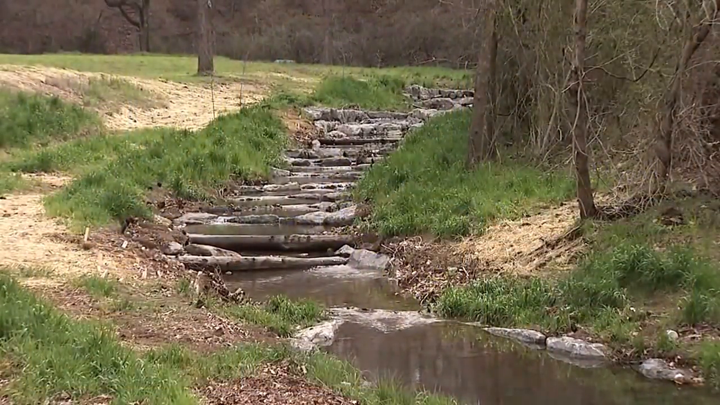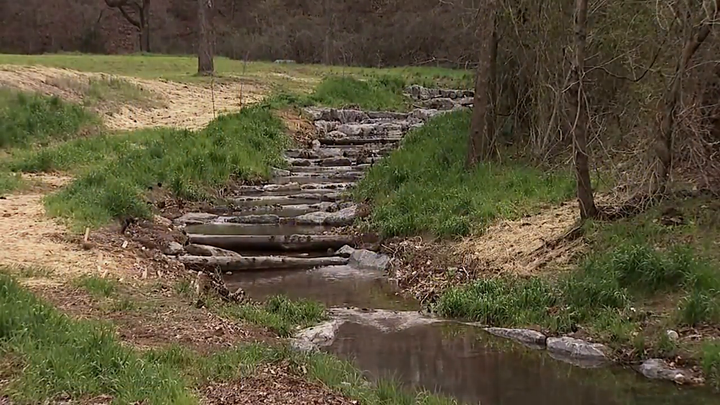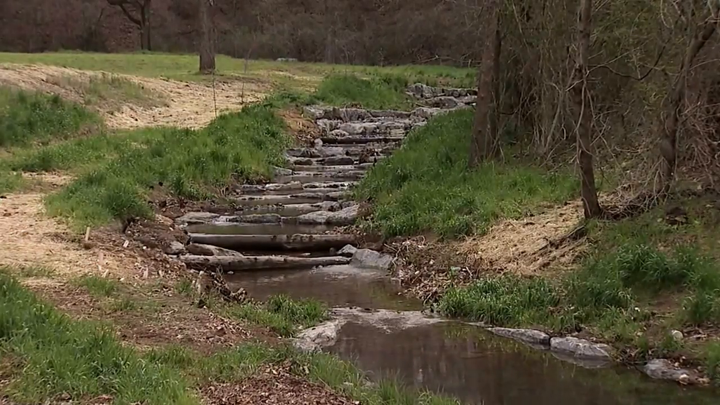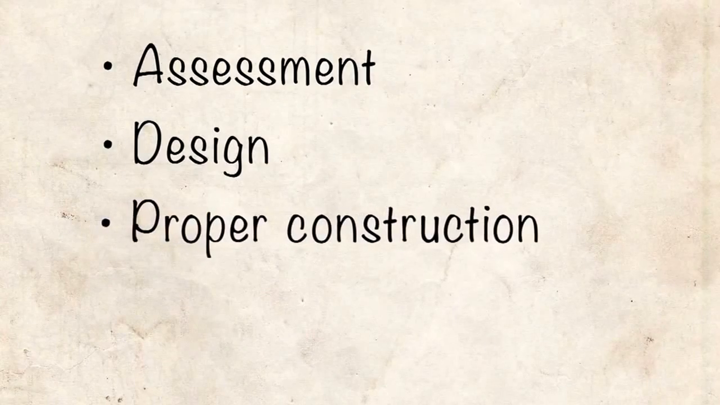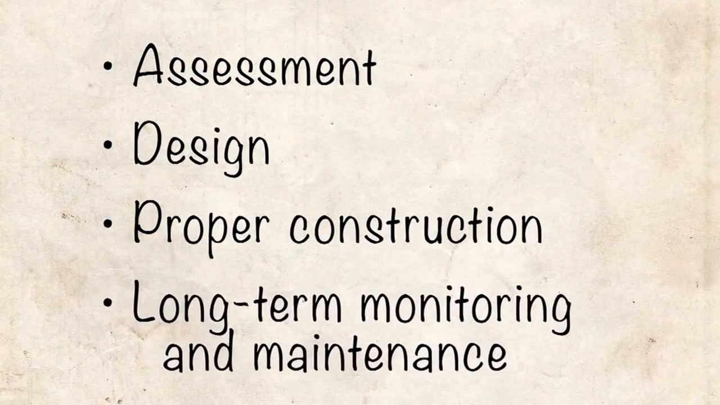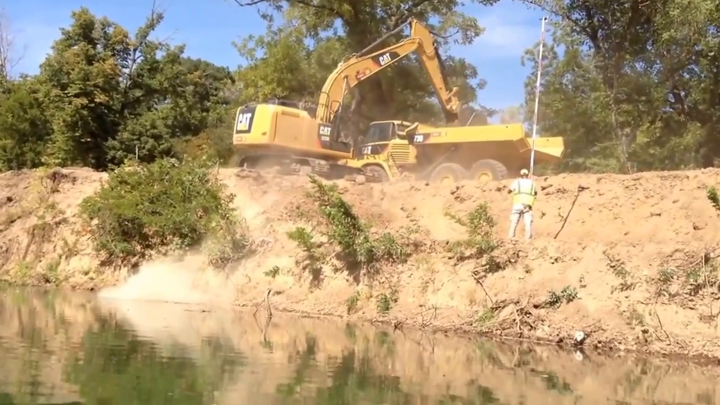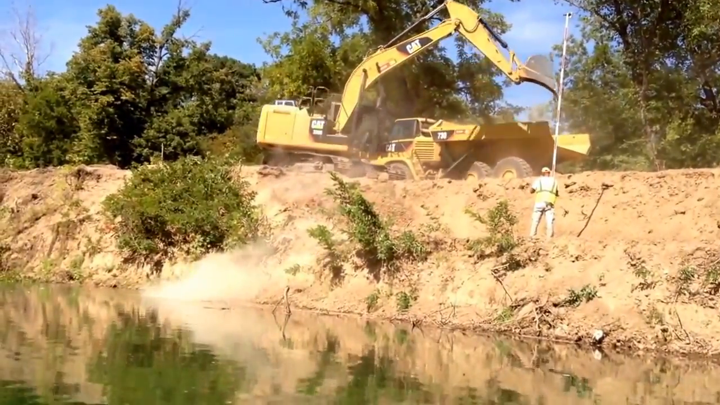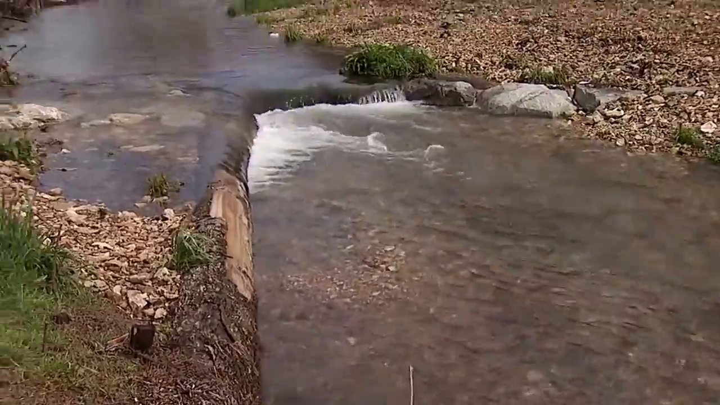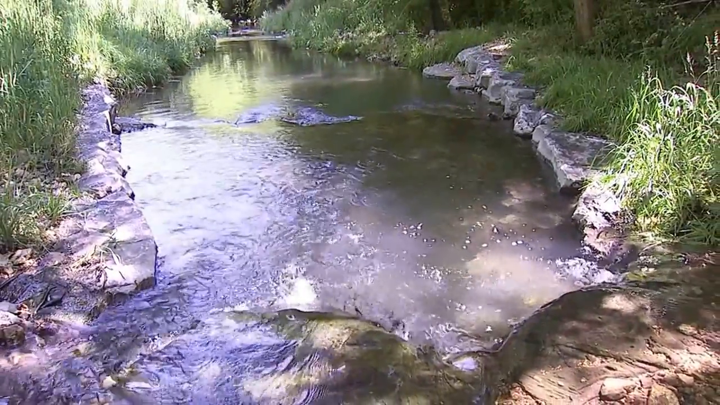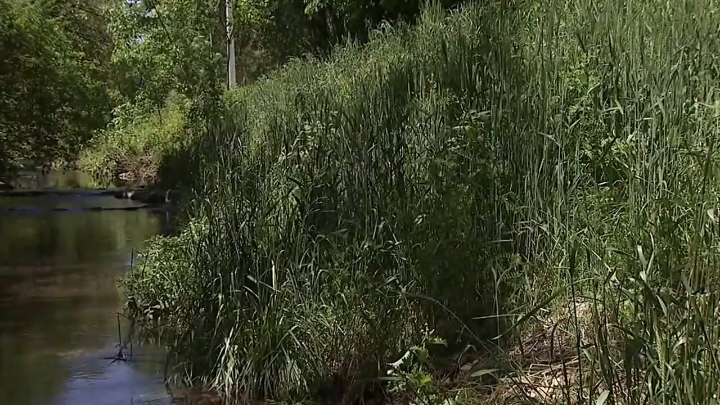Restoring stream stability and function requires working with qualified professionals and a multi-step process of assessment, design, proper construction, and long-term monitoring and maintenance. This design may include grading to reconnect the floodplain, in-stream structures for stabilization and to decrease the slope of the stream bottom, and lots of vegetation.